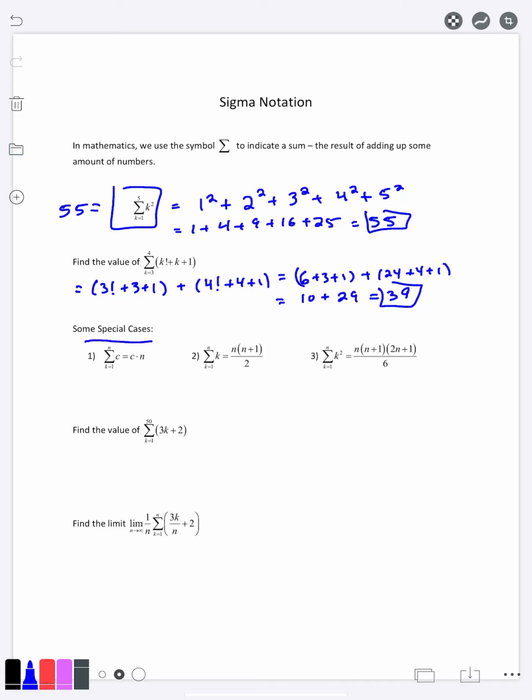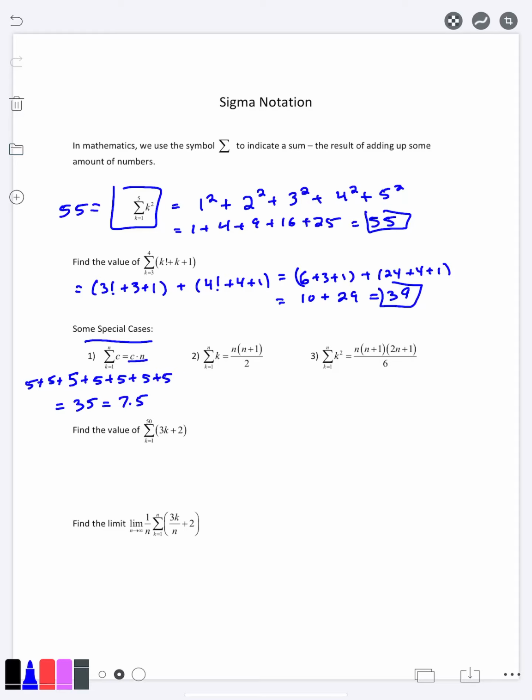The first special case is what happens if you're just adding a constant, or adding a number over and over and over again. For example, if I were to add the number 5 seven times, 2, 3, 4, 5, 6, 7, sure, you could actually add up 5 plus 5 plus 5 seven times. Or you could just know that it's 35 because that's 7 times 5. So this is just saying take the number you're adding and multiply it by how many of them you added, and that gets you your c times n.